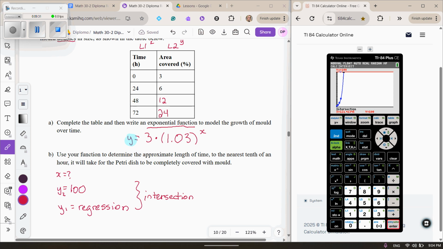Okay, lovely. X equals 121, rounded to the nearest tenth, 10.4. Check my units. My units are hours.